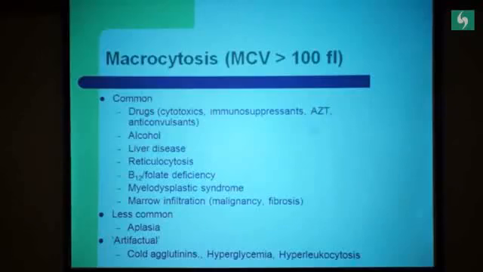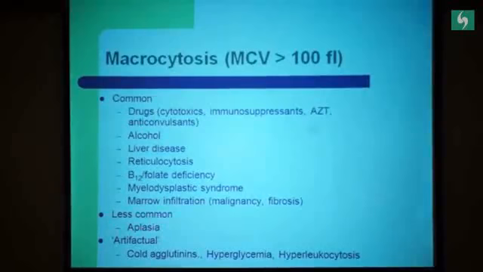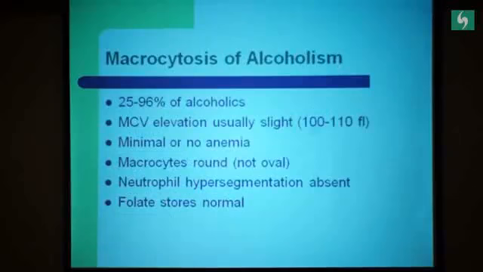Then of course, as I said, B12 folate deficiency, myelodysplastic syndrome, which becomes a differential in any elderly person who presents with a macrocytic anemia which is not responding to B12 or folate. Then of course, we have to keep in mind things like marrow infiltration secondary to a malignancy or fibrosis. The lesser common causes are aplasia, or they can also be because of autoimmune hemolytic anemia, which can present with a high MCV.